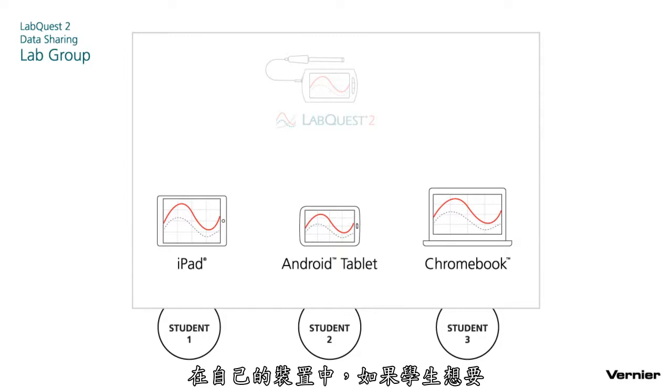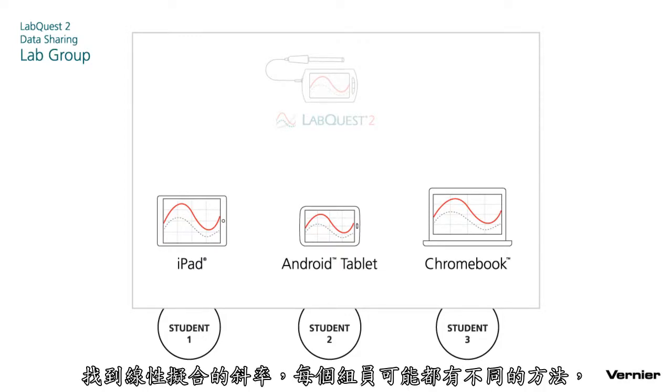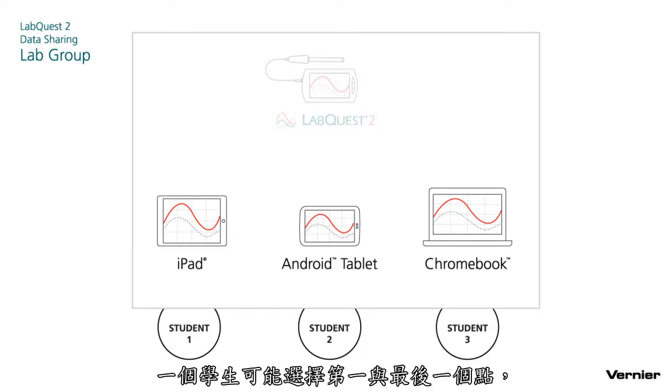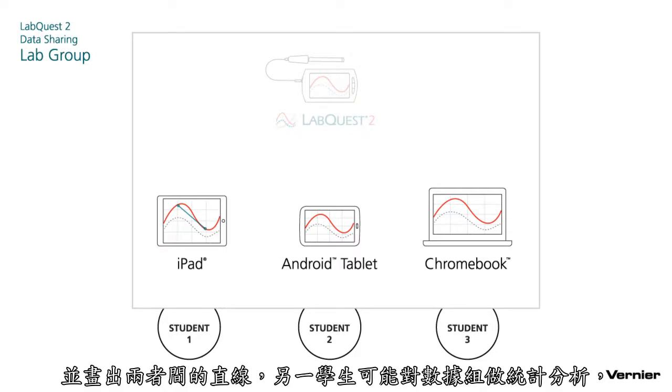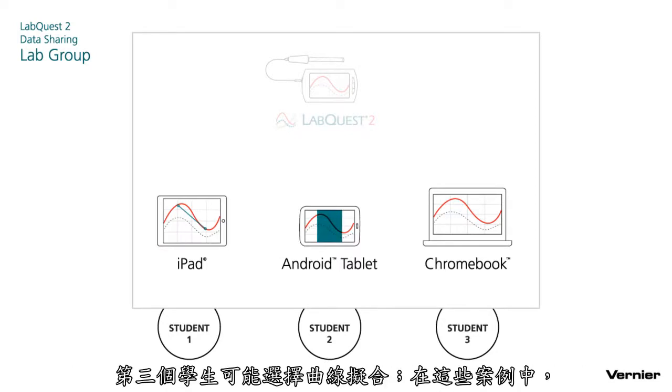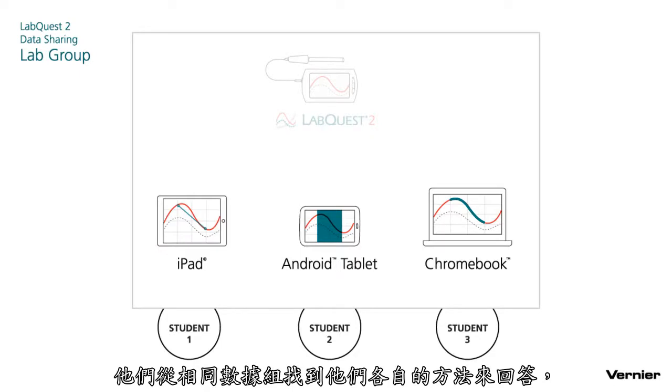If in this sample the students are tasked with finding the slope of the line, each member of the lab group might go about that job in a different way. One student might select a beginning and an end point and plot a straight line between them. Another student might do a statistical analysis of that data set. The third might choose to apply a curve fit. In each case, they find their own path to answers, but all work from the same data set.